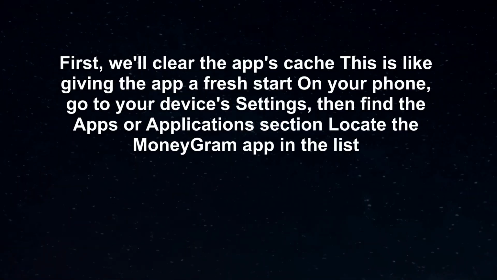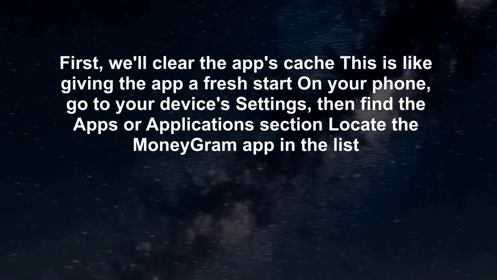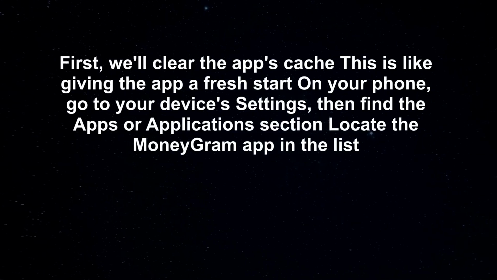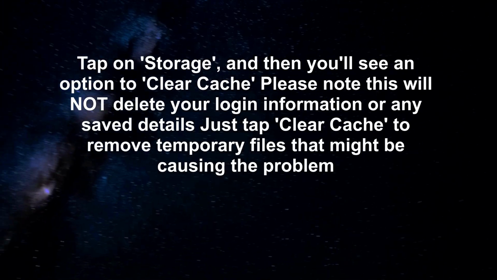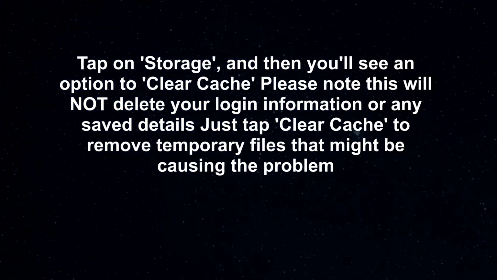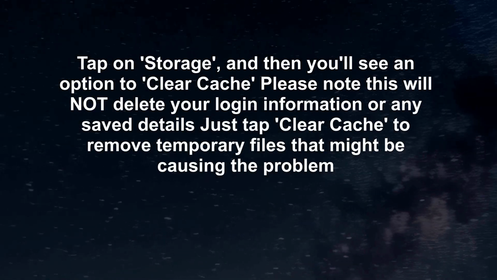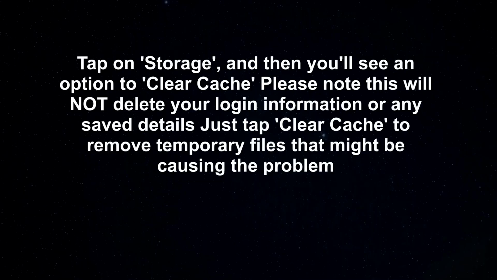First, we'll clear the app's cache. This is like giving the app a fresh start on your phone. Go to your device's settings. Then find the Apps or Applications section, locate the Moneygram app in the list. Tap on Storage, and then you'll see an option to clear cache. Please note this will not delete your login information or any saved details. Just tap Clear Cache to remove temporary files that might be causing the problem.